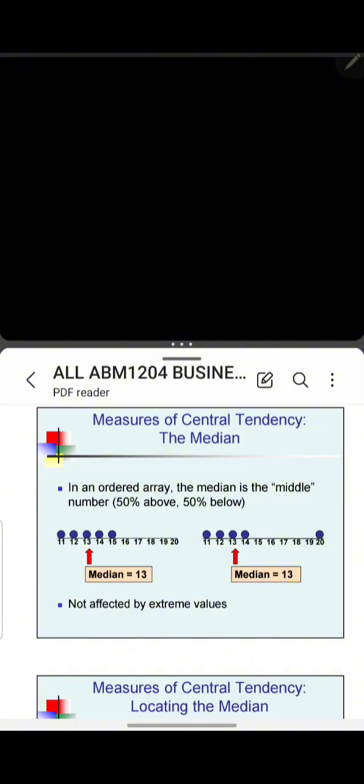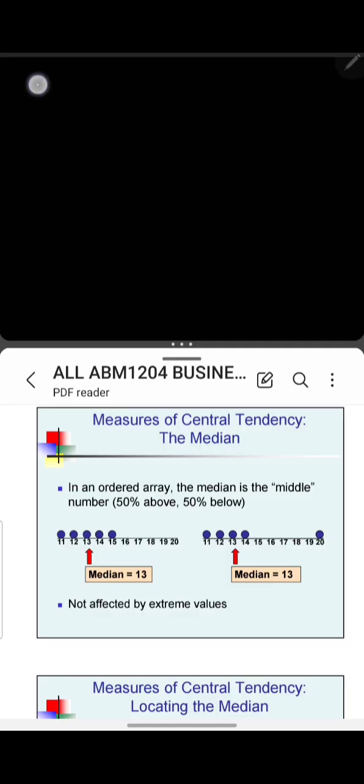So here, first of all, you have to know that for the median, the data has to be ordered. It's the middle value in an ordered array, either ascending or descending, but commonly we use ascending order. Now using the same figures, go ahead and calculate the median.